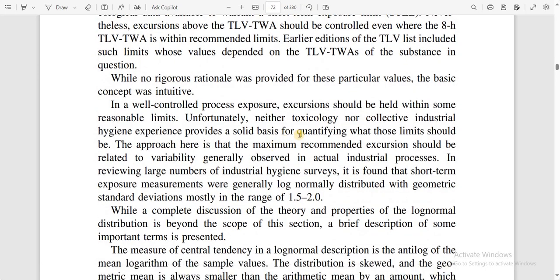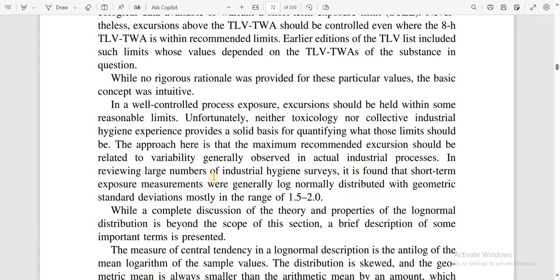Unfortunately, neither toxicology nor collective industrial hygiene experience provides a solid base for quantifying what those limits should be. The approach here is that the maximum recommended excursion should be related to the variability generally observed in actual industrial processes.